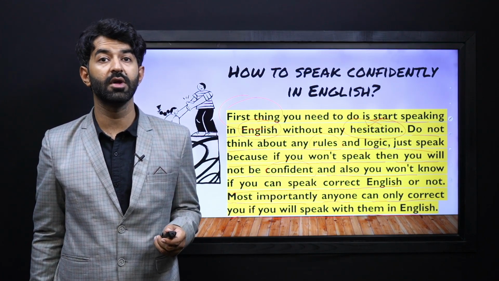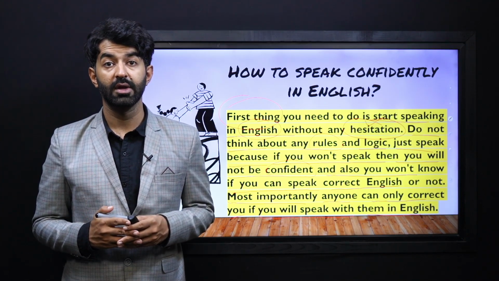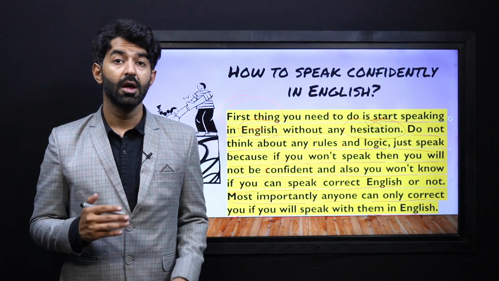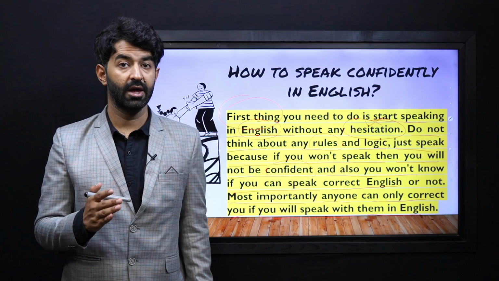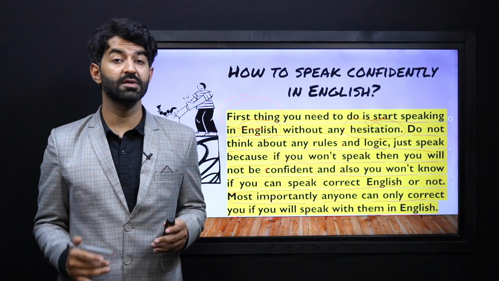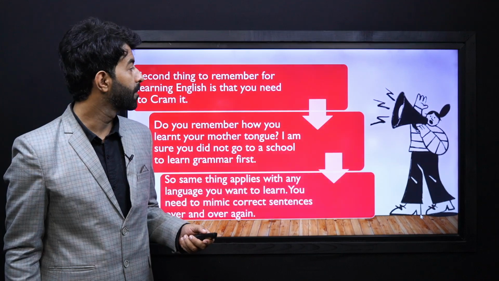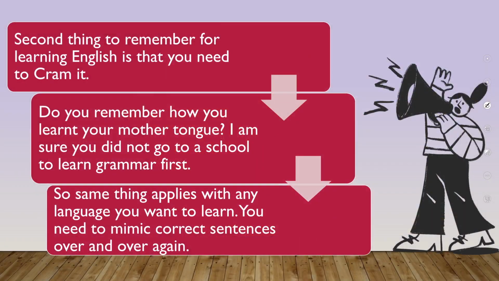Some keywords are very important here. Do not be hesitant. Do not worry that people will point out mistakes, because if you don't speak, then you will not be able to correct yourself. So speaking without hesitation is our very first thing and our very first rule. Now, let's look at the second thing. The second thing to remember for learning English is that you need to cram it.